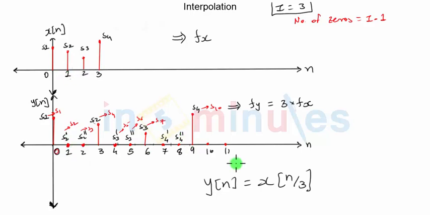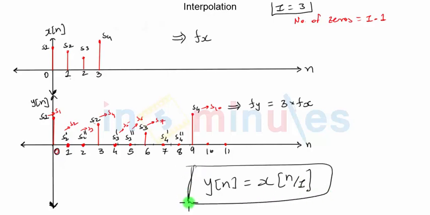So in general, instead of this 3, we will have this, because this example was written for I equal to 3. In general, instead of this 3, we will write x of n by I. So this is the relationship that we get between y of n and x of n. So based on this relationship, we will now go through the mathematical derivation in which we will be able to study the frequency spectrum of this new signal y of n in the form of x of n.